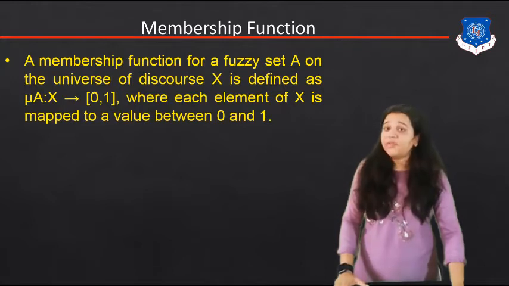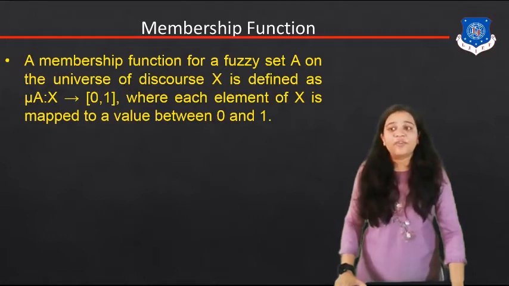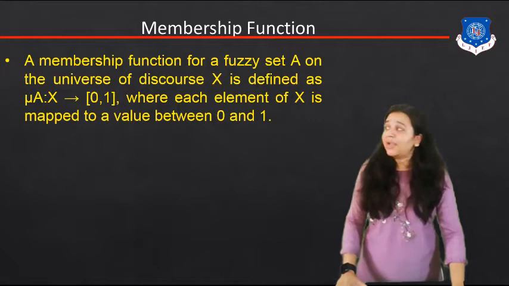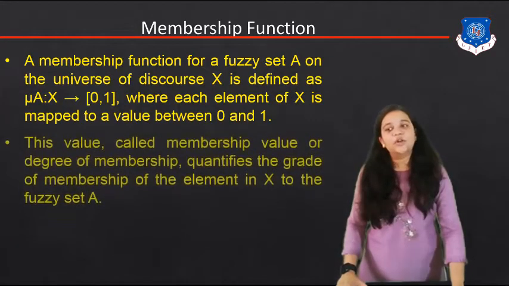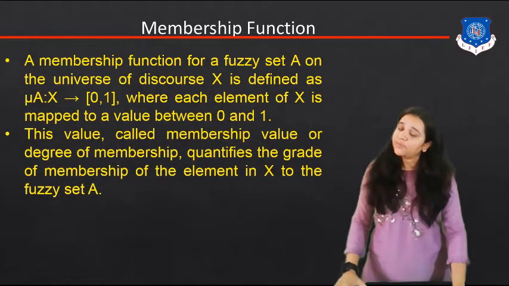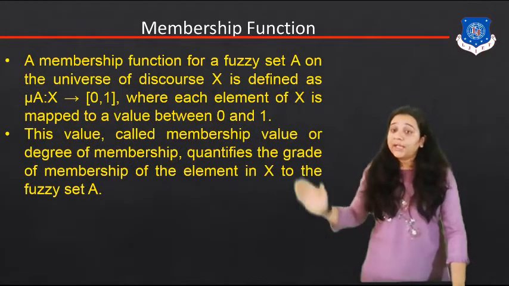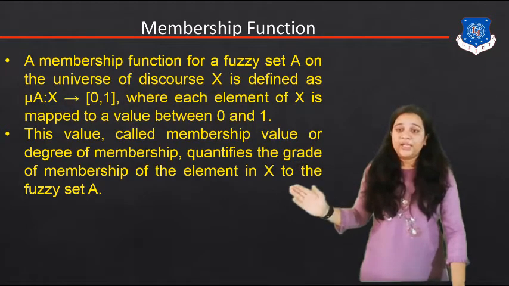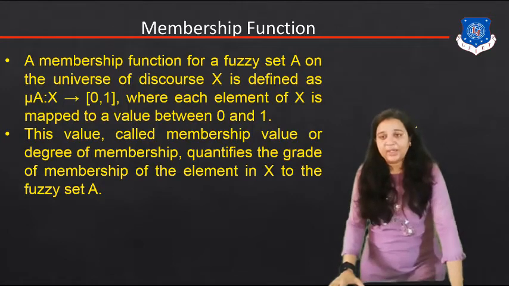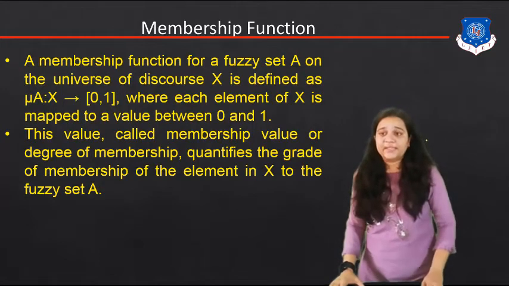A membership function for a fuzzy set A on the universe of discourse X is defined as μ: X → [0, 1], where each element of X is mapped to a value between 0 and 1. This value is called the membership value, or the degree of membership. It quantifies the grade of membership of the element in X to the fuzzy set A.